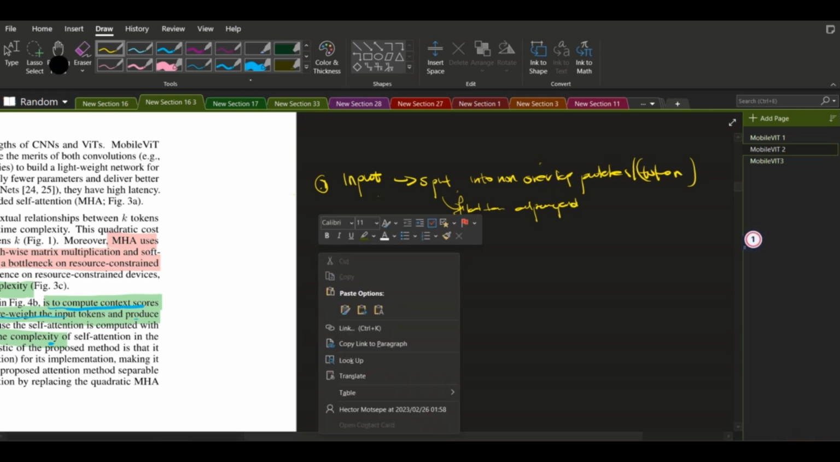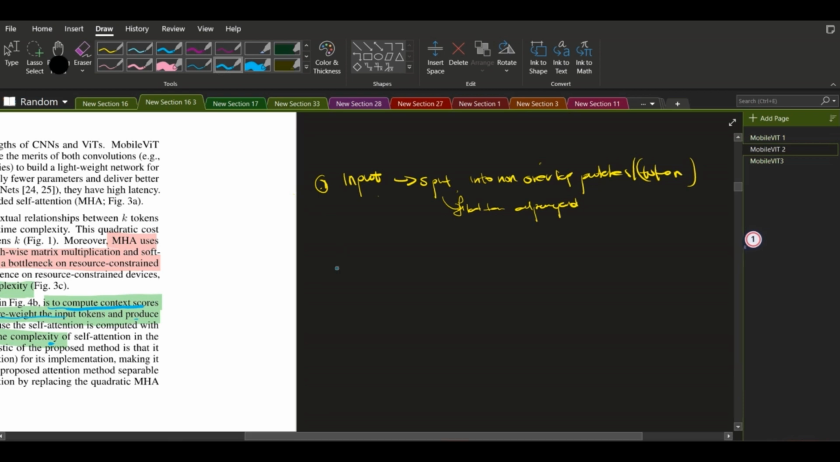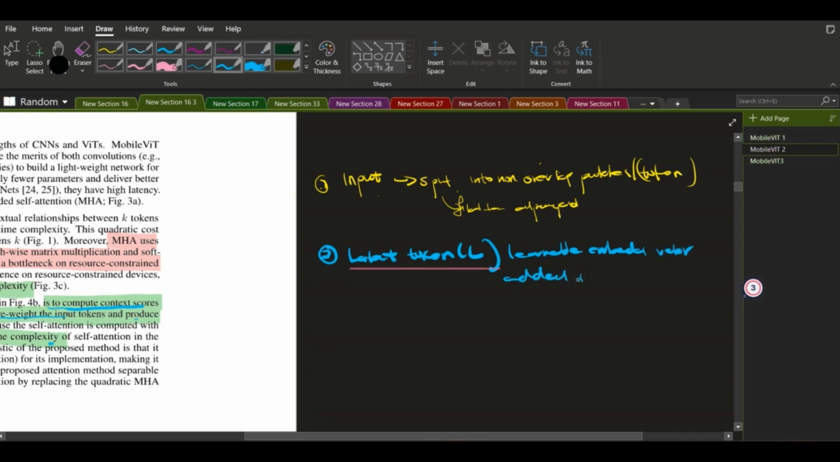Then we have the second component they mentioned, which was a latent token. We're going to denote this as L, and this is a learnable parameter. It's going to be a learnable embedding vector added to the input sequence.